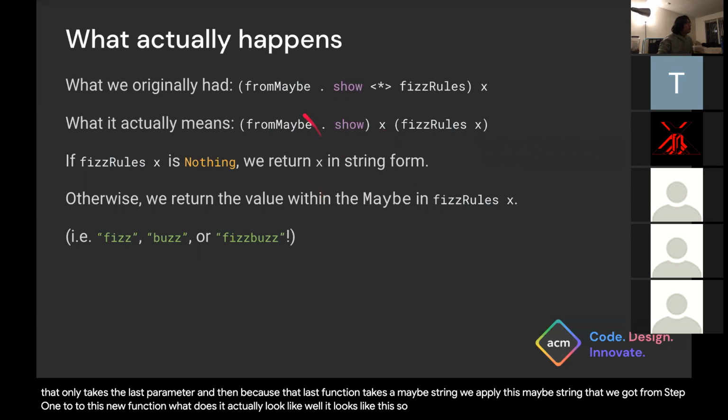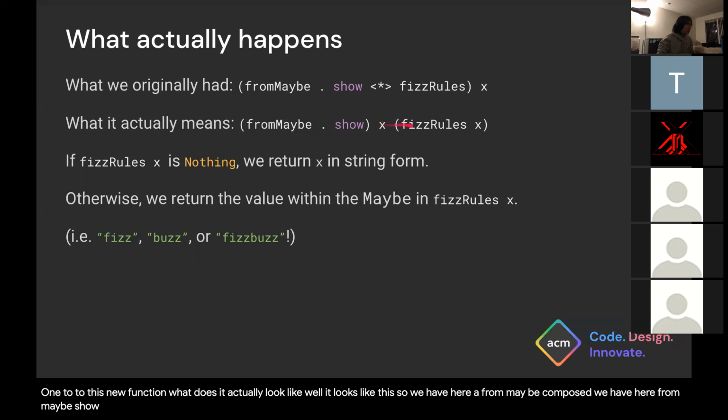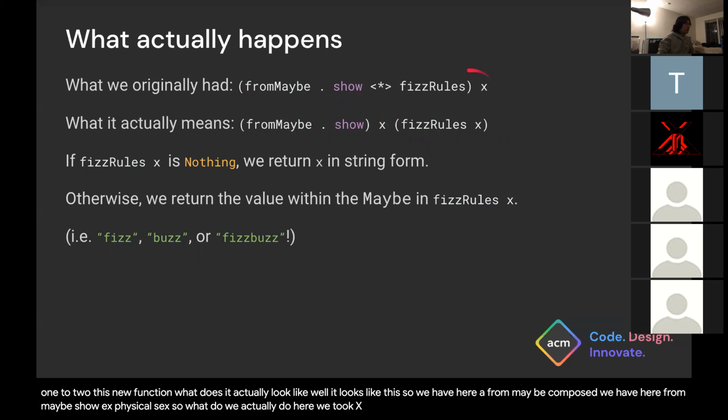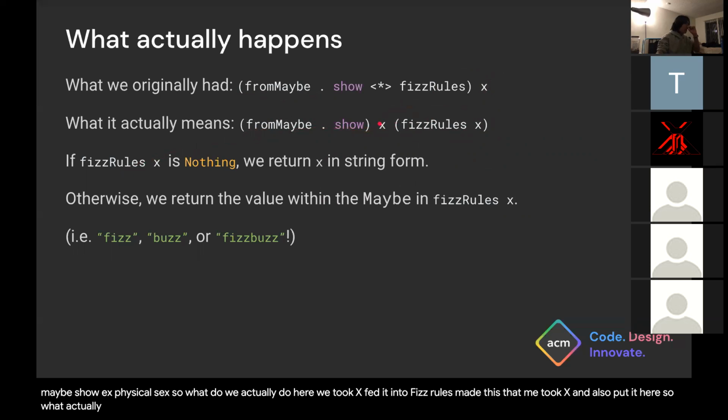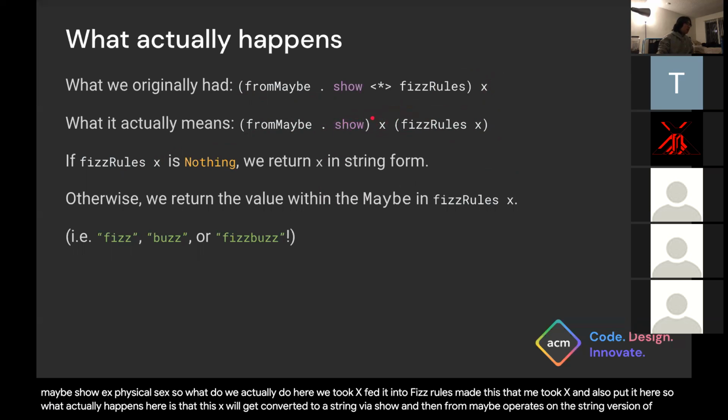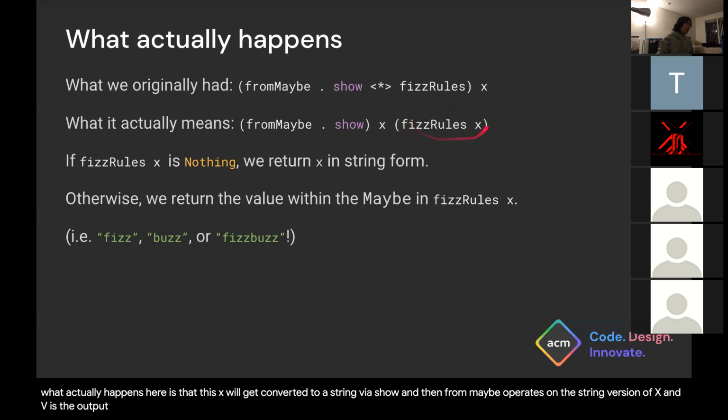So we have here a from maybe composed. We have here from maybe show x, Fizzrules x. So what did we actually do here? We took x, fed it into Fizzrules, made this. Then we took x and also put it here. So this x will get converted to a string via show. And then from maybe operates on the string version of x and the output from Fizzrules.